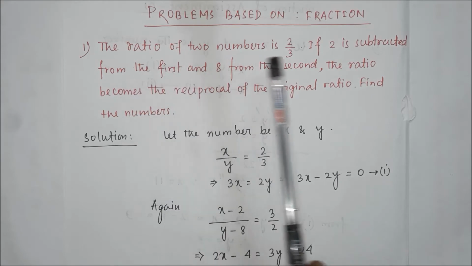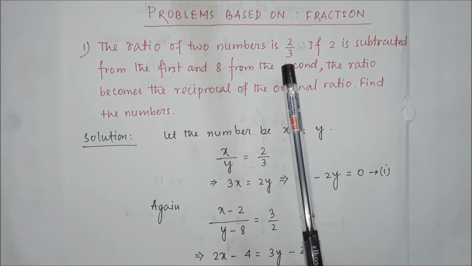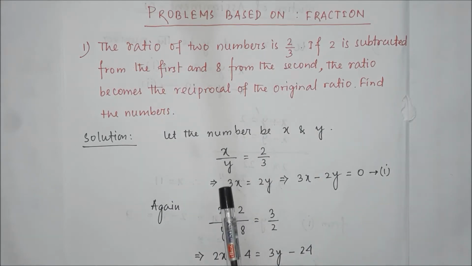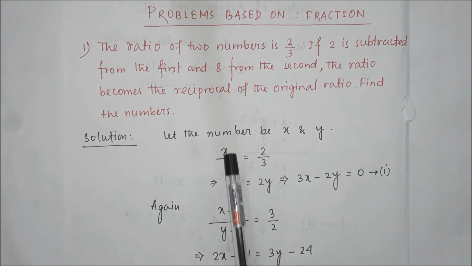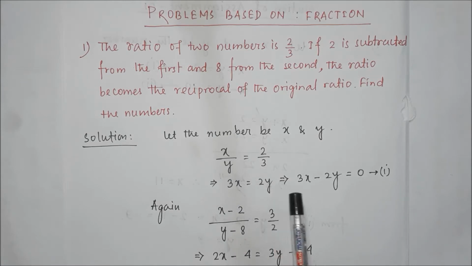Now the ratio of two numbers is given as 2 by 3. Therefore, x by y equals 2 by 3. Now if you apply the cross multiplication, you will get 3 into x, 3x equals 2 into y, 2y. That is 3x minus 2y equals 0.